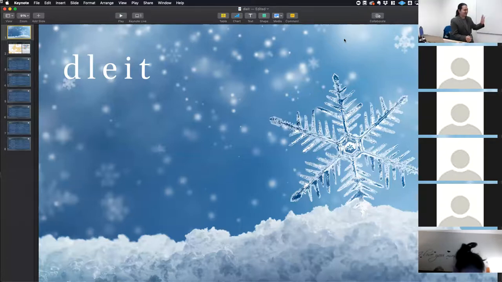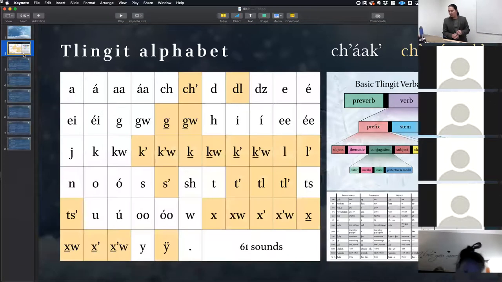Right. I think it's going to be like putting tiles onto a board or something. I think that's what we have to transition to. We have about 61 letters, so it's going to be a challenge. But anyways, as we think about that, these are just things to think about. And then to think about the Tlingit alphabet.